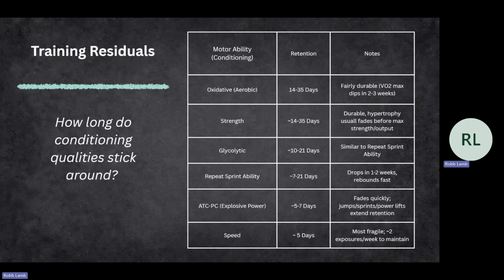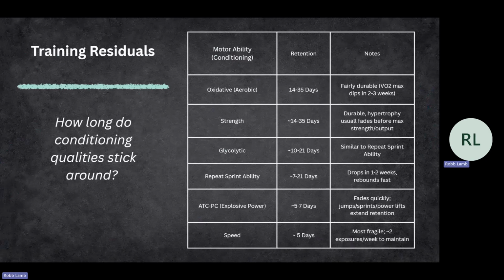Glycolysis, so your repeat sprintability, same thing. That stuff still sticks around for quite a while, 10 to 21 days. Repeat sprintability, pretty similar. You might see a drop in people's ability, but you're going to get it back fairly quickly.